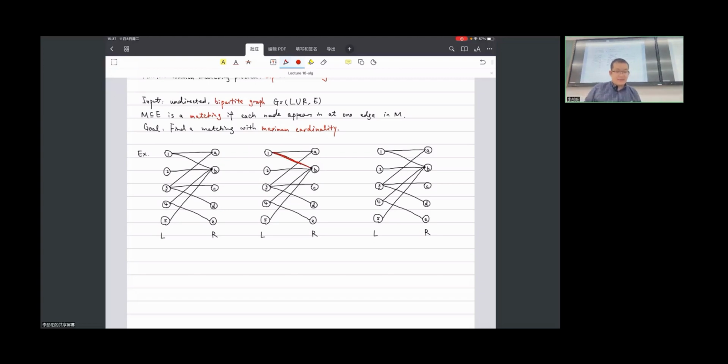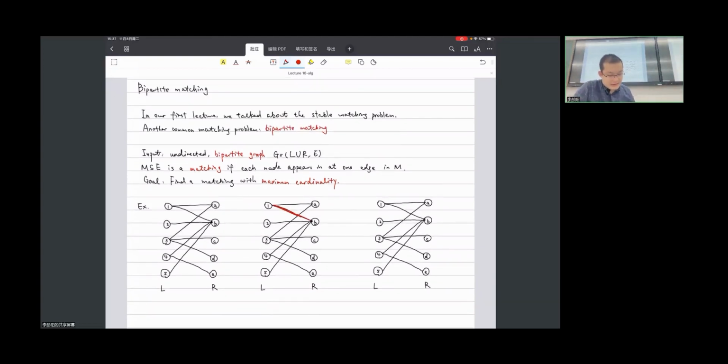So here, keep in mind, a very important restriction of the bipartite matching problem is that each node should appear in at most one edge in M here. So basically, after we choose the edge on 1 and B here, we are not supposed to choose any edge corresponding to 1 and B anymore. So we are supposed to choose some other edges here.